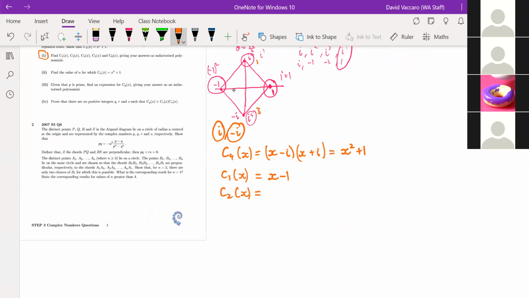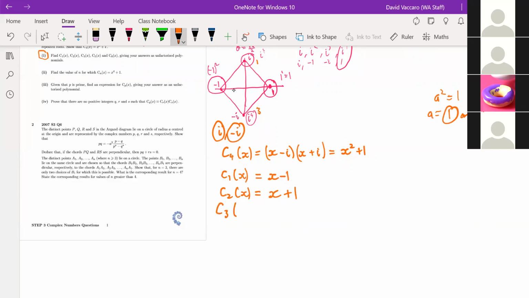C of 2 of x, okay, we want the primitive roots of a squared equals 1. Now, a squared equals 1, a is equal to 1 or negative 1, but 1 is a root of order 1. So we don't want the 1, we just want the negative 1.